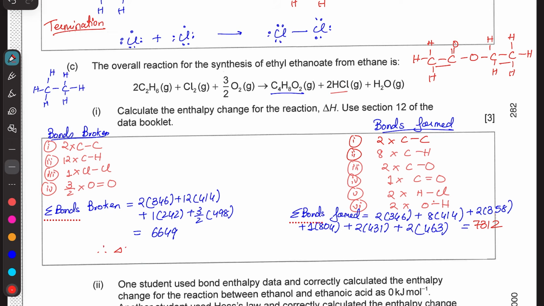So delta H will be summation of bonds broken minus summation of bonds formed. So 6349 minus 7312. This will give you minus 663 kilojoules per mole, which is the answer to part 1.